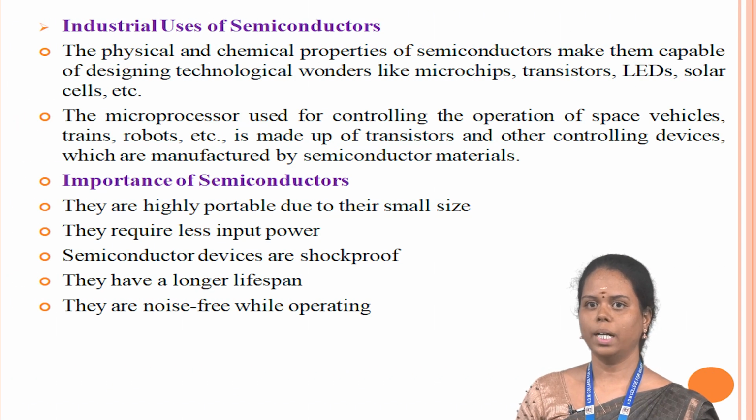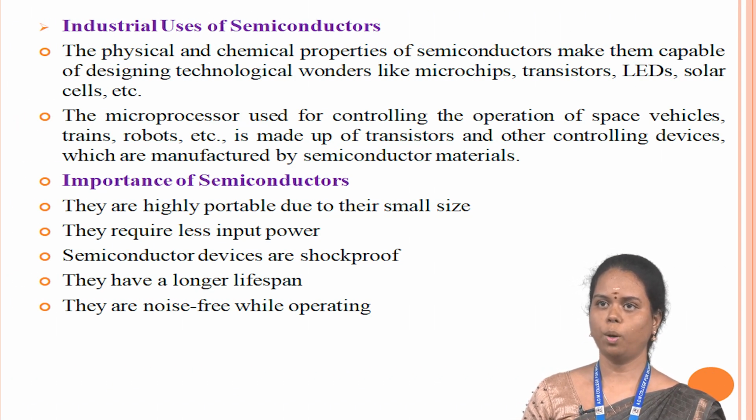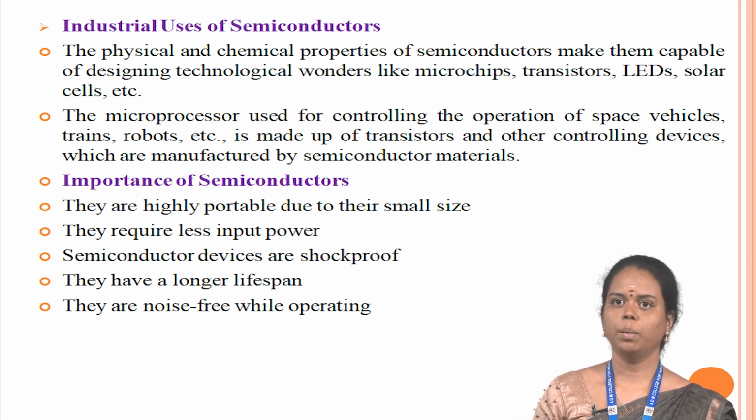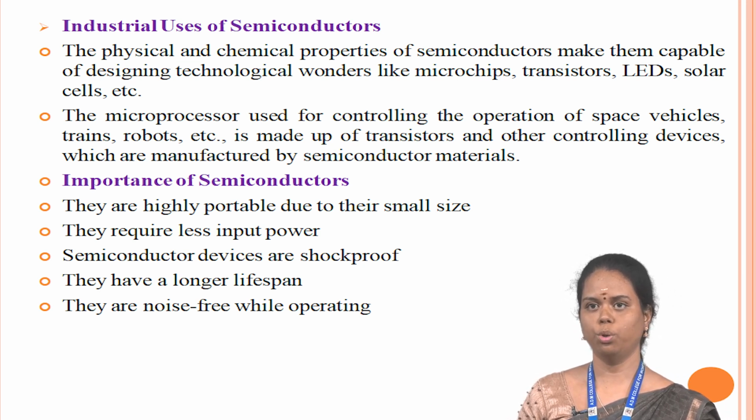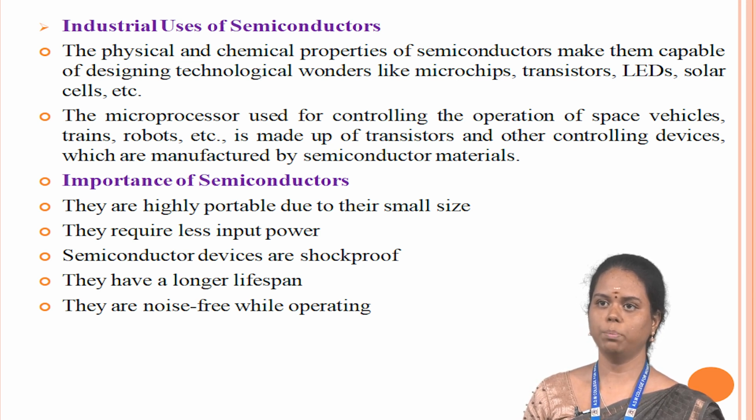Industrial uses of semiconductor. The physical and chemical properties of semiconductors make them capable of designing technological wonders like mobile microchips, transistors, LEDs, solar cells, etc. The microprocessor used for controlling the operation of space vehicles, trains, robots, etc. is made up of transistors and other controlling devices which are manufactured from semiconductor material.